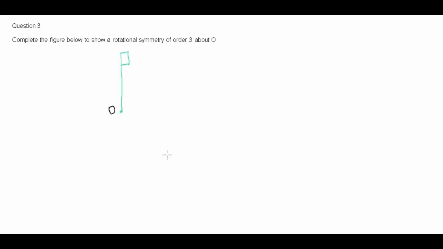Question 3. Complete the figure below to show a rotational symmetry of order 3 about O. So a question like this, when you're being told to show a rotational symmetry of order 3, this flag is going to rotate at a rotational symmetry of order 3. So what you do, you take 360 divided by 3, because you are being told of order 3. You will get 120 degrees.